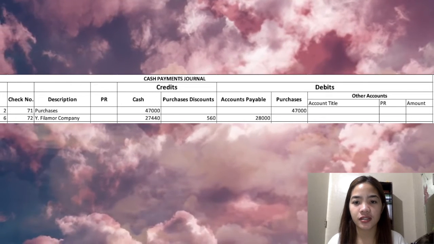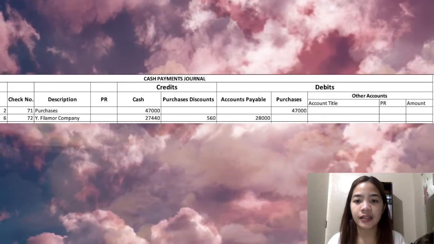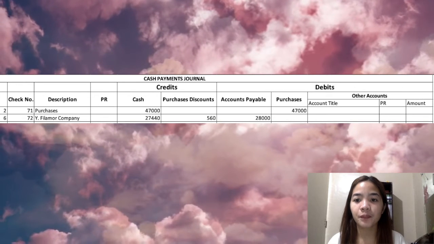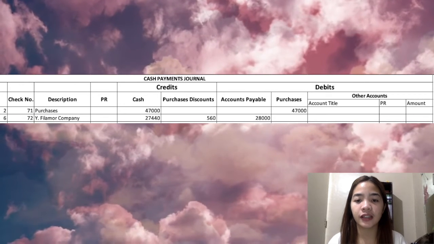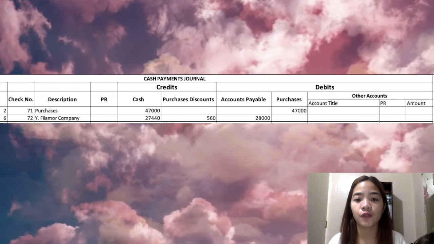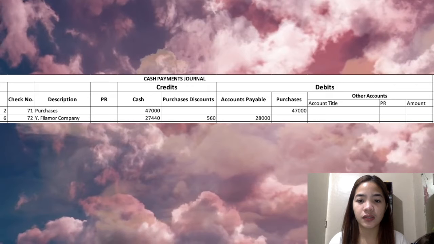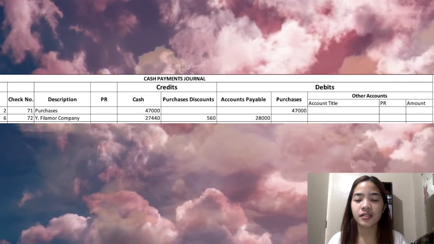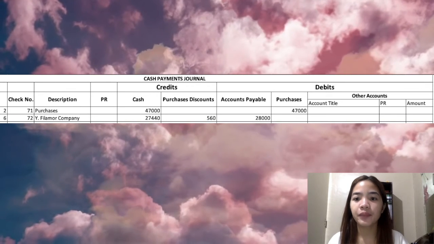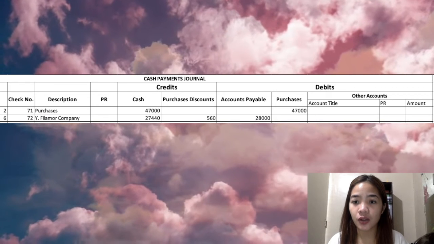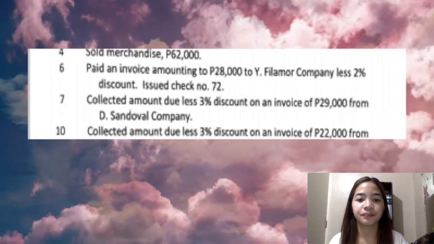Yan ang purchases discounts natin. And then, less ang purchases discount sa accounts payable. Ang binayaran lang natin is 27,440. So, sa credit side, we have a cash, 27,440, purchases discounts of 560, and a debit to accounts payable, 28,000.